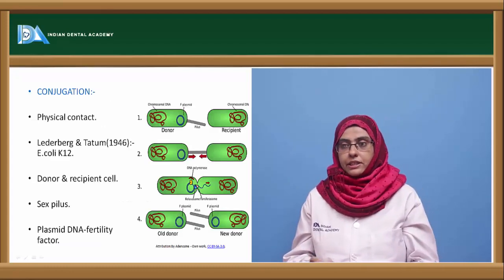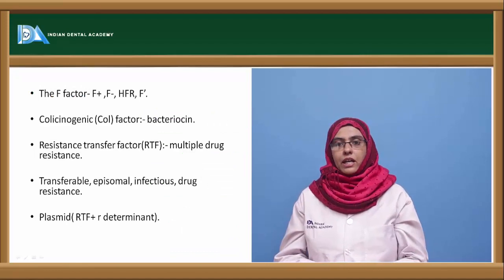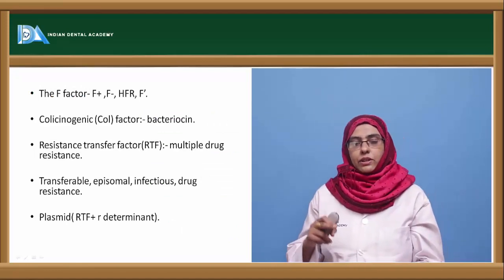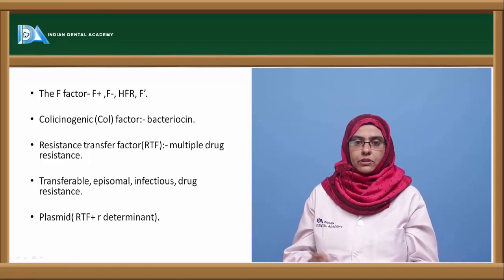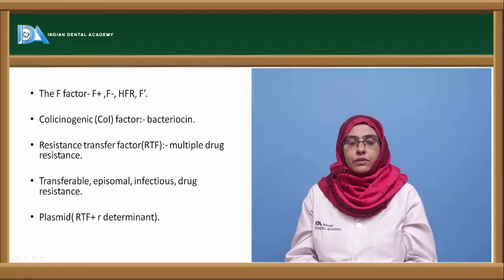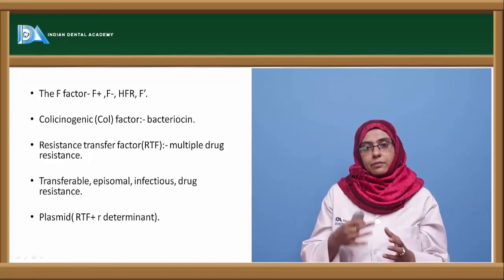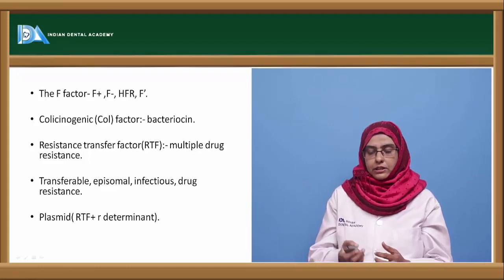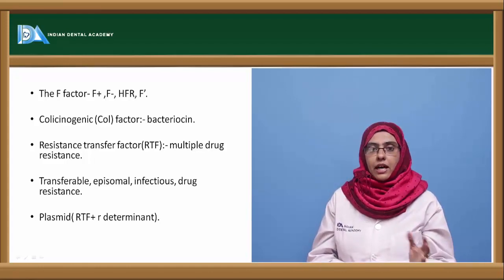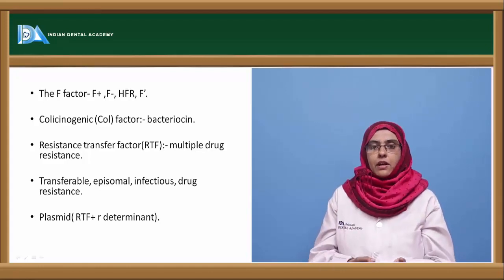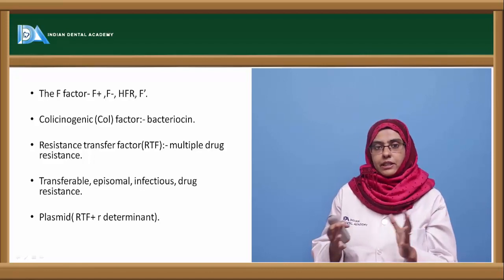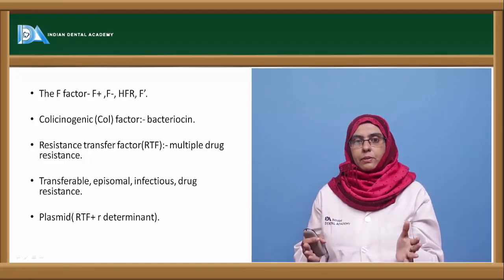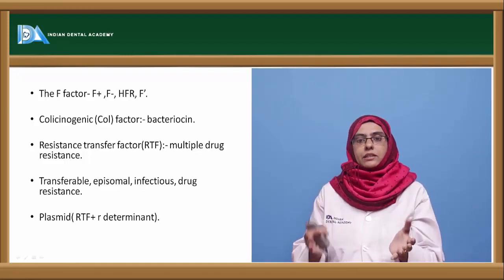So RTF is a resistant transfer factor along with the R determinant, and it is the R determinant that has the resistance towards the different types of antibiotics. So it can be more than 8 antibiotics to which a particular organism can be resistant. Sometimes this RTF or the R factor is a complex factor with two factors, that is RTF as well as R determinant. In some organisms they can live separately, that is as an RTF plus R determinant.